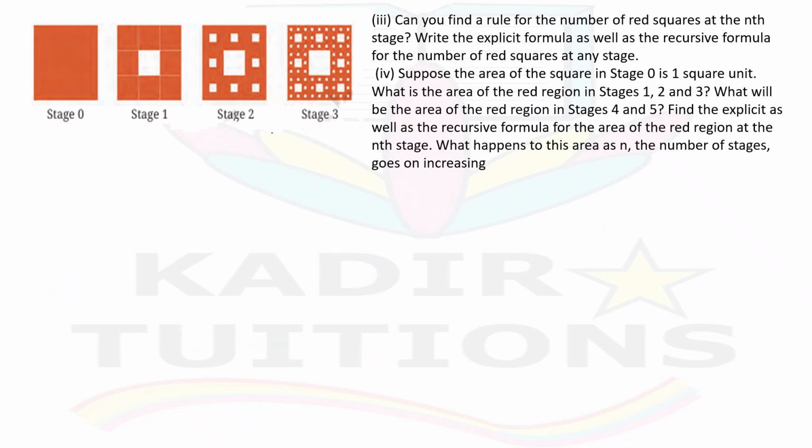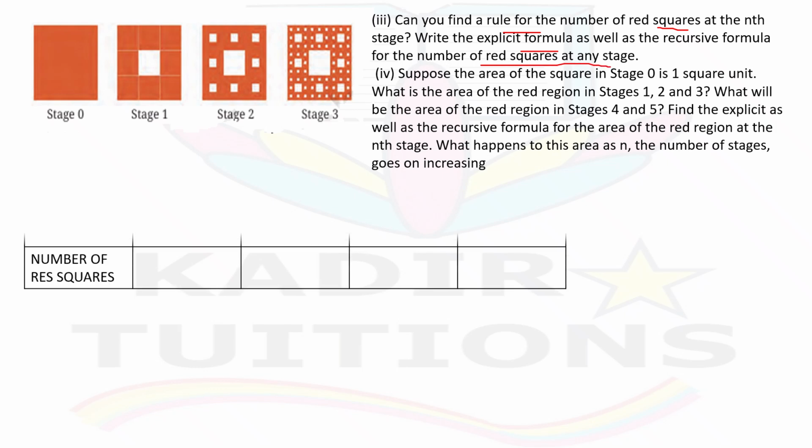Here the third question is, can you find a rule for the number of red squares at the nth stage, and write the explicit formula as well as the recursive formula for the number of red squares at any stage. So as we already know what the stage is and how many red squares there are, we have already calculated that in our first two questions. So here we are going to do the same thing. First we will find the formula for it.